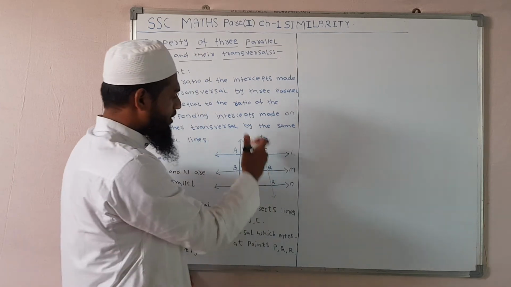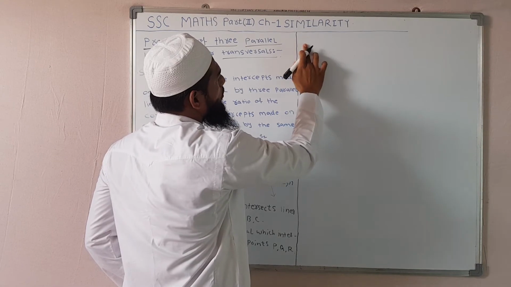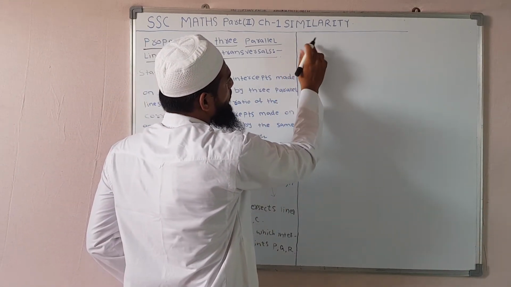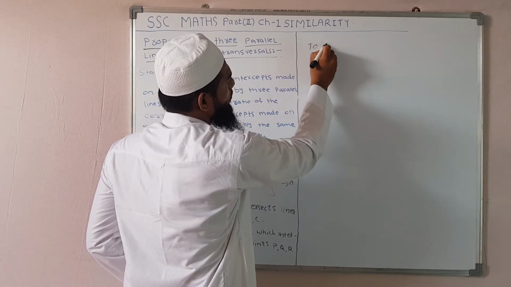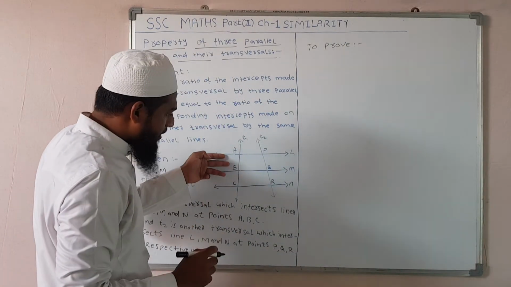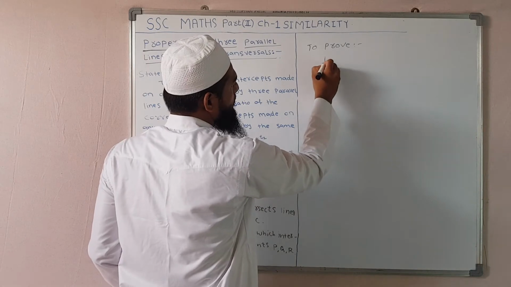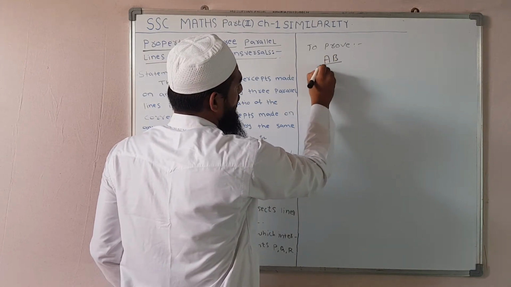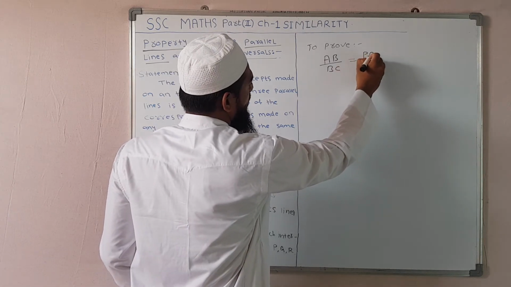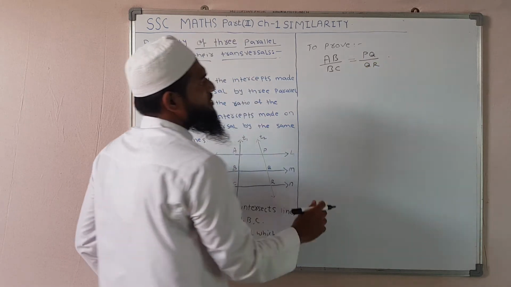Okay, to prove this we have to do the construction. First, what we have to prove here? To prove: AB upon BC is equal to PQ upon QR. This we have to prove.